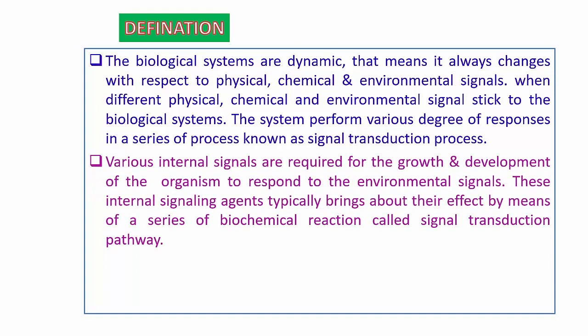For the growth and development of organisms, various internal signals are required, and these internal signaling agents typically bring about their effect by means of a series of biochemical reactions called signal transduction pathways. These pathways are seen in both prokaryotes and eukaryotic organisms, that is plants and animals. The general feature of signal transduction is that the signal interacts with a receptor, and the activated receptor interacts with the cellular machinery, producing a second signal that changes the metabolic activity of the target cell. This transduction event is terminated when the cell returns to its pre-stimulus state.